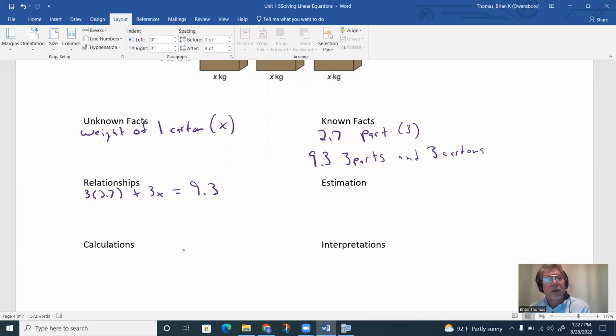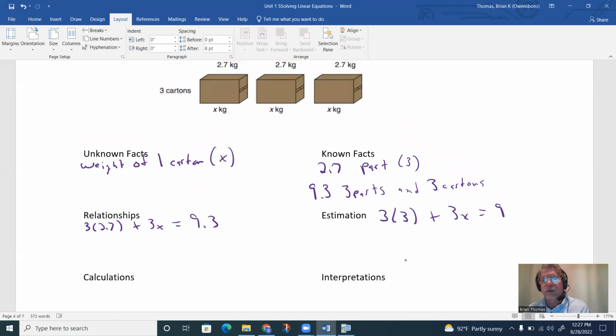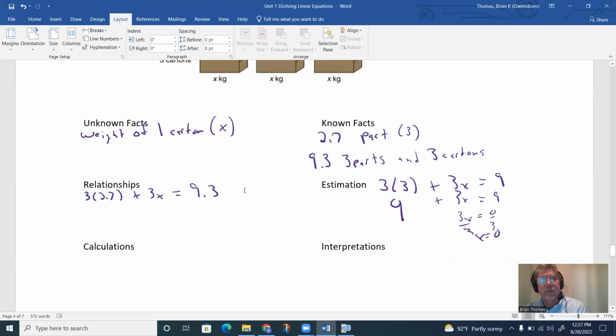If I'm using an estimation, what I'm seeing is 3 times 2.7 is close to 3 times 3, and 9.3 is close to 9. So 3 times 3 is 9, plus 3x equals 9. If I subtract 9 on each side, I get 3x is equal to 0. If I divide each side by 3, I get x is equal to 0. So I know the answer's got to be pretty close to 0 based on that math.